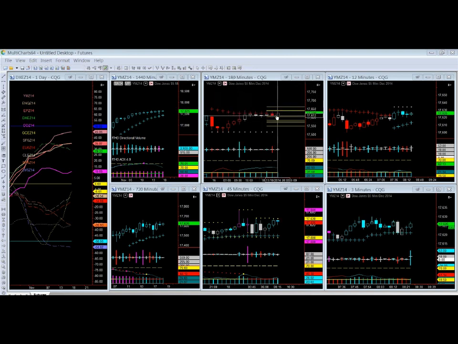I would want it to either clear this ATR or show me that it's going to go down. Okay? This is blue, blue, blue. That's not showing me it's going down. So the Dow, I would be sitting on my hands.